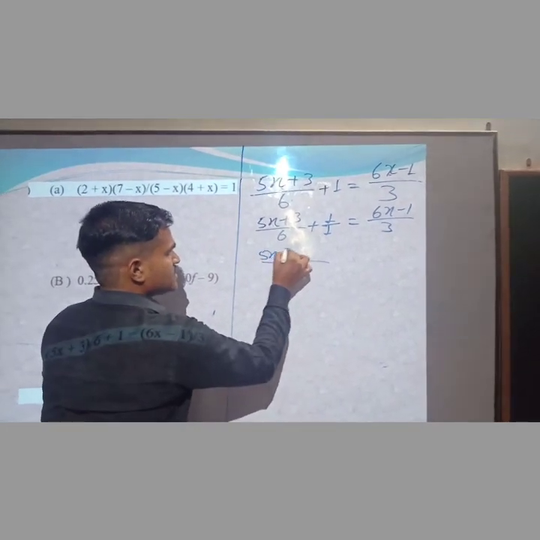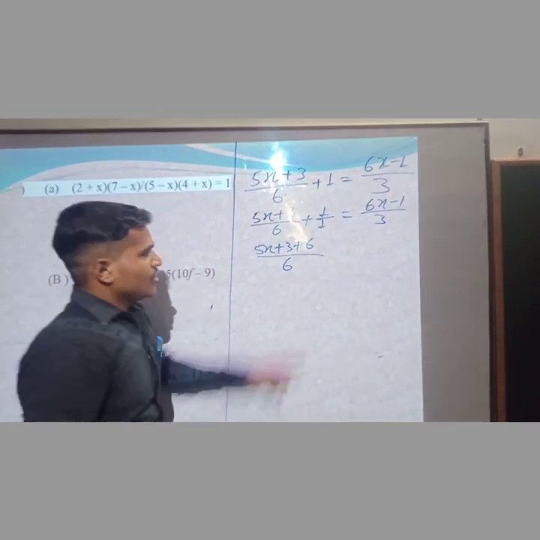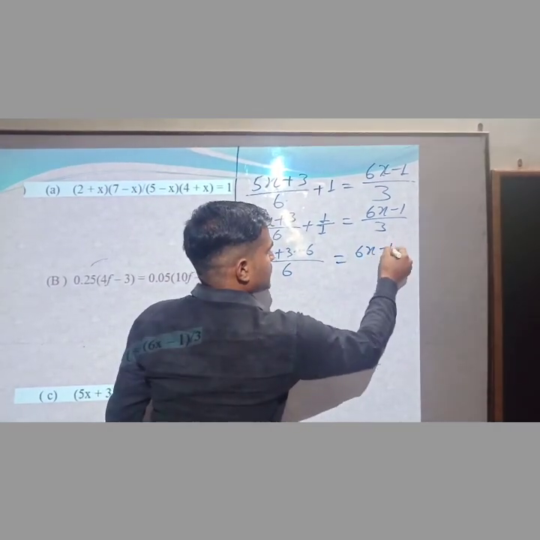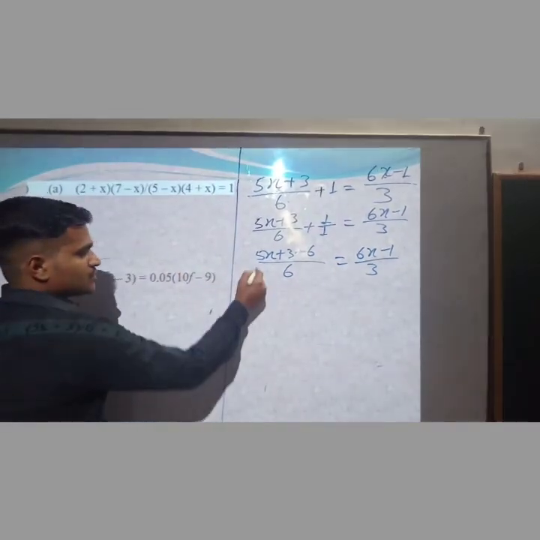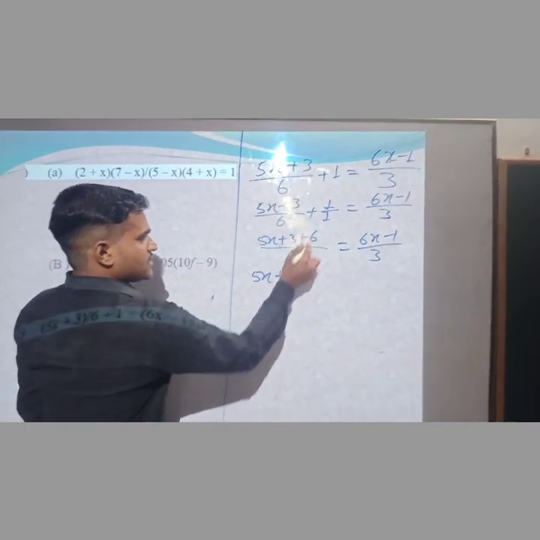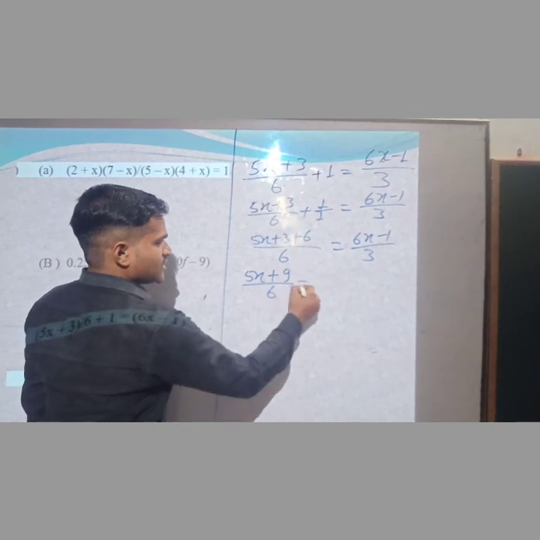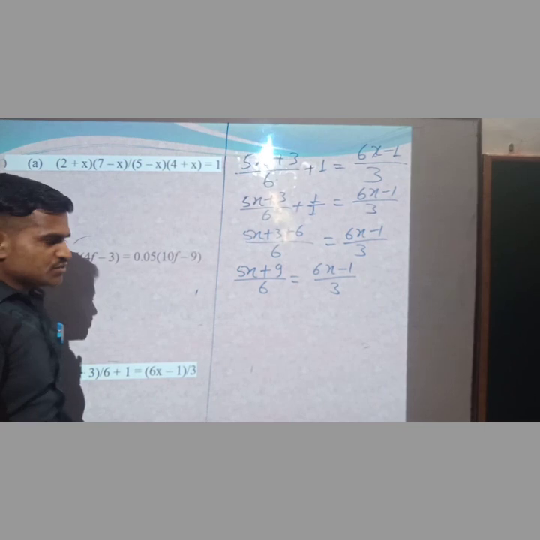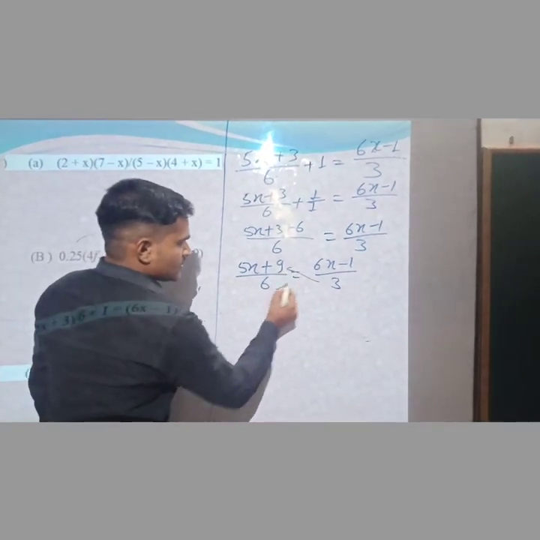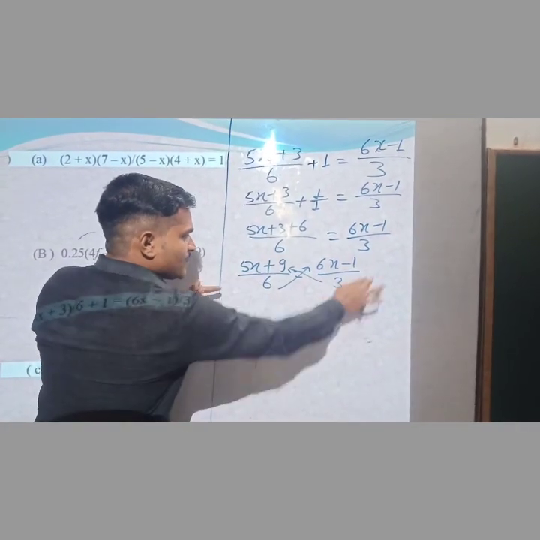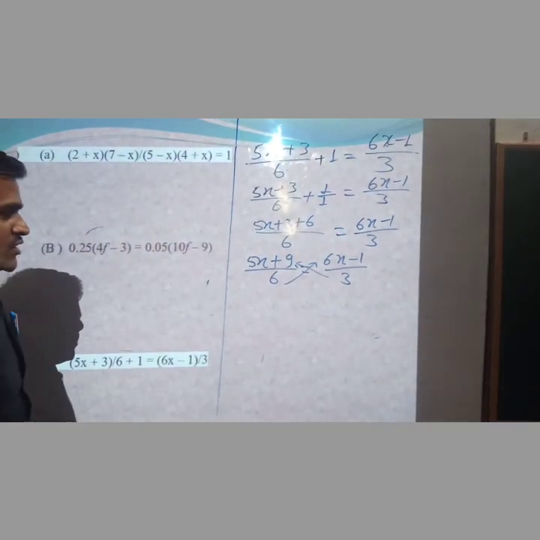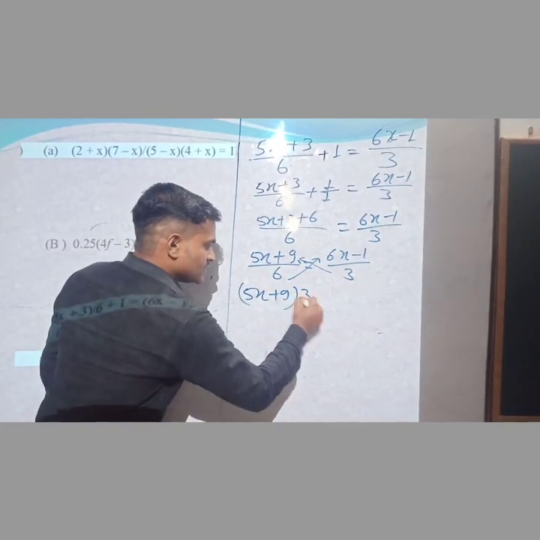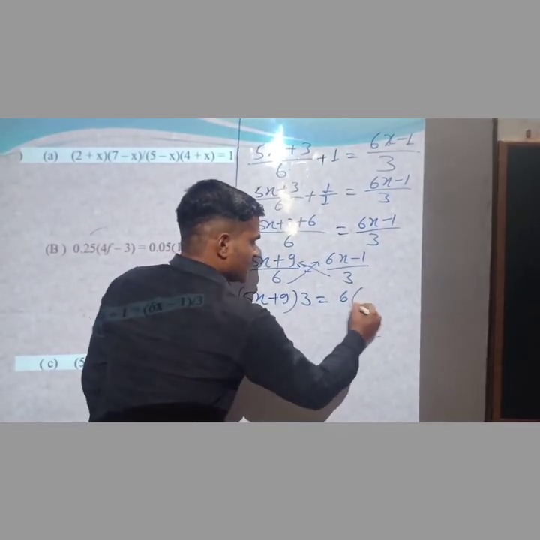Means 5x plus 3 plus 6, since 1 divided into 6 gives 6, 6 multiplied by 1, is equal to (6x minus 1) upon 3. So (5x plus 9) upon 6 is equal to (6x minus 1) upon 3. Okay student, now by cross multiplication. When we get this type of equation, we have to cross multiply.